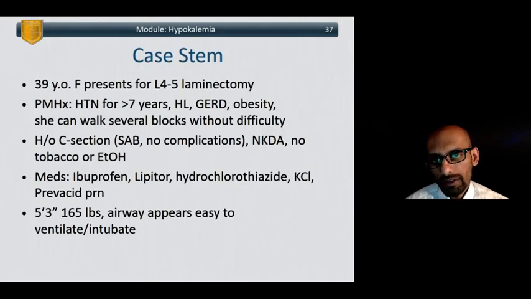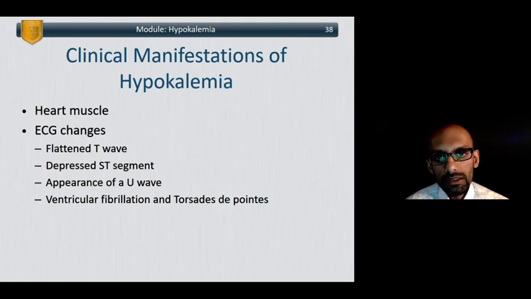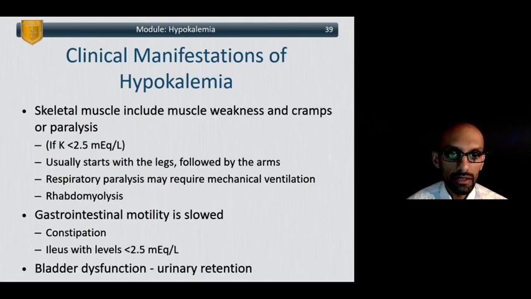Okay, but oftentimes the exam will give you case stems and then move into their keyword with your answer choices. In this case, you have someone who has a history of hypertension, is on hydrochlorothiazide and potassium supplementation. And as it turns out, her last measured potassium was 2.7. What is the most appropriate management? Well, hypokalemia is a problem because, of course, potassium plays an important role in heart muscle function, muscular function. You can get electrocardiographic changes like a flattened T wave, depressed ST segment, and the appearance of U waves. If severe enough, it can develop into ventricular fibrillation or torsades.